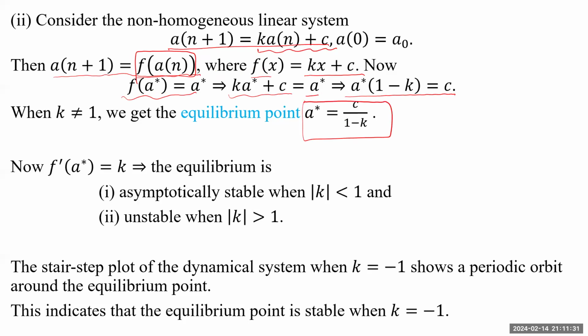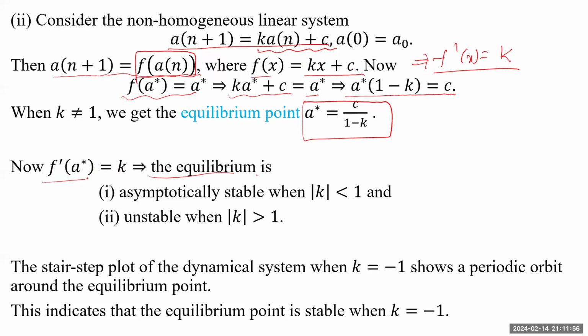So then we know that we need to apply the theorem. If f'(a) equals k, right? This is f(x), and f'(x) equals k. So f'(a*) equals k, a constant, because this is the derivative of a constant function. So f'(a*) equals k.